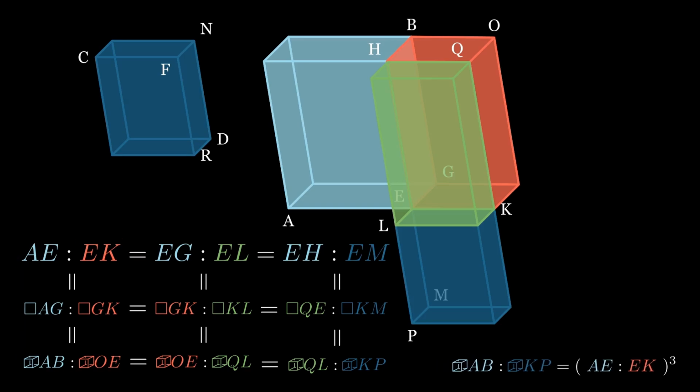But parallelepiped KP is equal to parallelepiped CD, and EK equals CF, so parallelepiped AB to parallelepiped CD is proportional to the triplicate ratio of AE to CF, which is what we are to show. The porism just says four numbers in continued proportion are analogous to volumes.